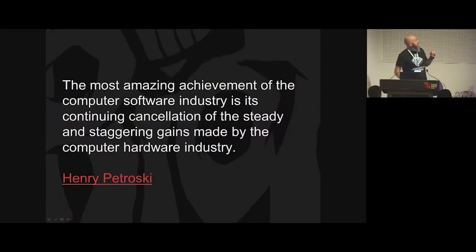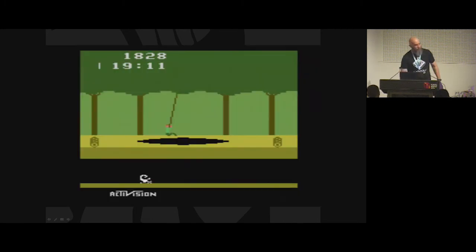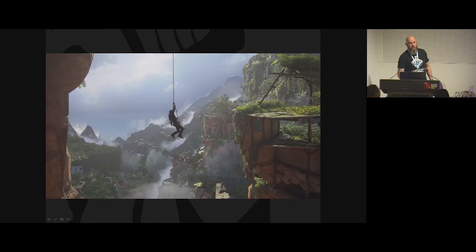The most amazing achievement of the computer software industry is its continuing cancellation of the steady and staggering gains made by the computer hardware industry. Basically saying, like back in '50, the Tennis for Two game, they had to slow it down. It was too fast. This doesn't mean that we're bad coders, all right? Sure, some of us are, but we are providing more and more content, more and more levels of abstraction. We've gone from this to this, all right? Amazing steps in technology, orders of magnitude more complexity in this.